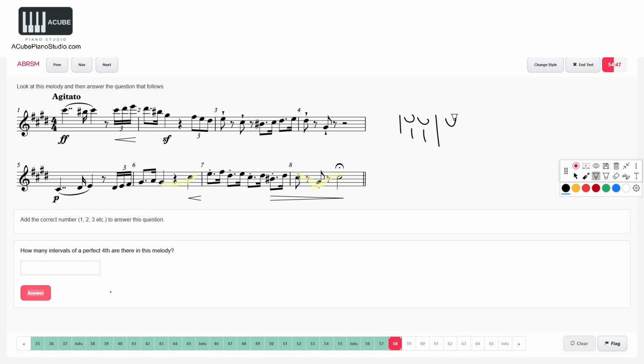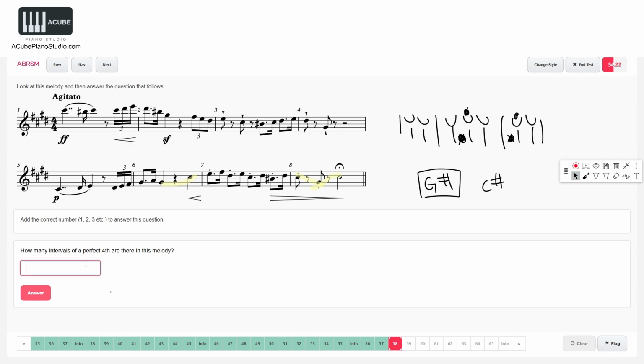And which is the lower note? G is the lower note, right? Okay, so it's from G sharp to C sharp, and G is the lower note. So I'll start off with G and C. In G major, I should have G and C. So in G sharp major, in order to have a perfect fourth, it should be G sharp and C sharp. So yes, G sharp and C sharp are perfect fourth, and there are 3 of them. So the answer here will be 3.